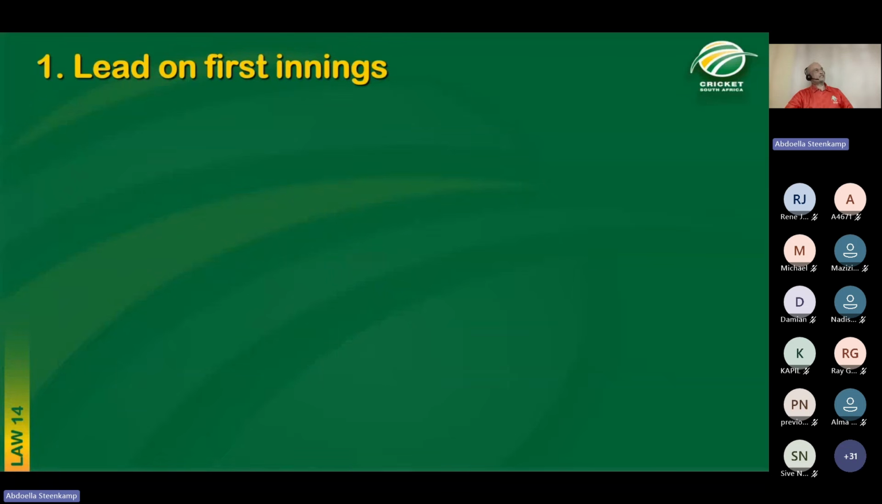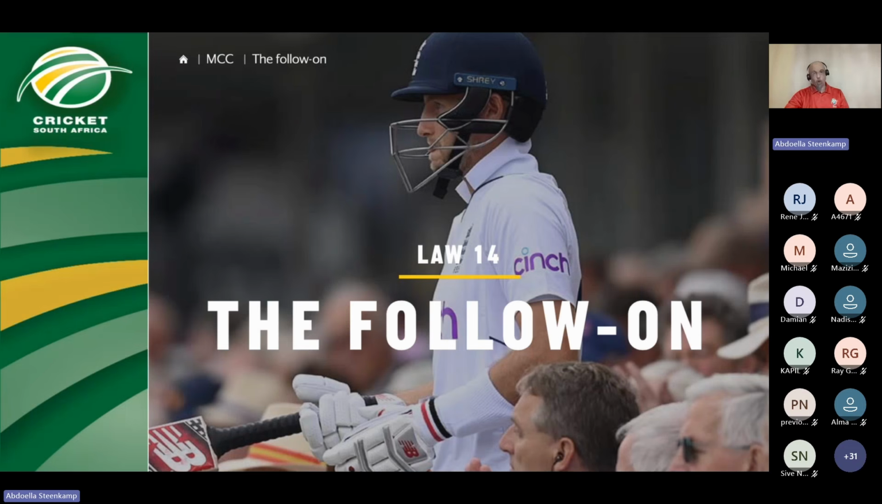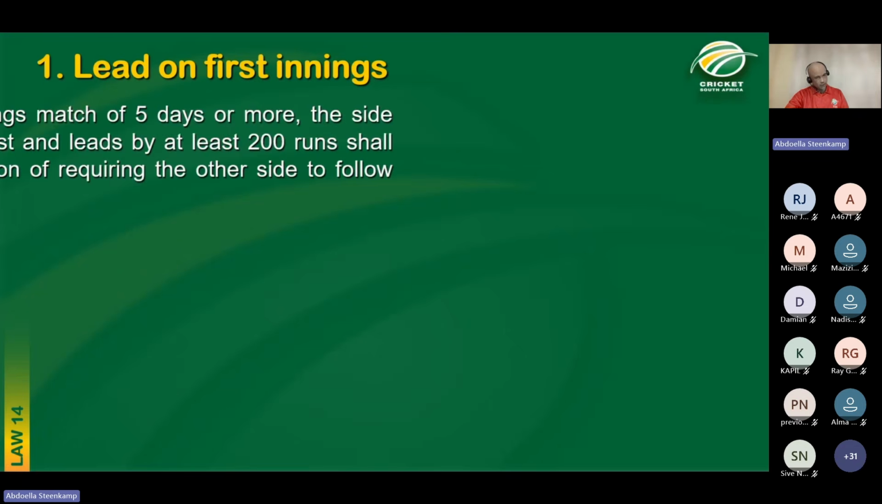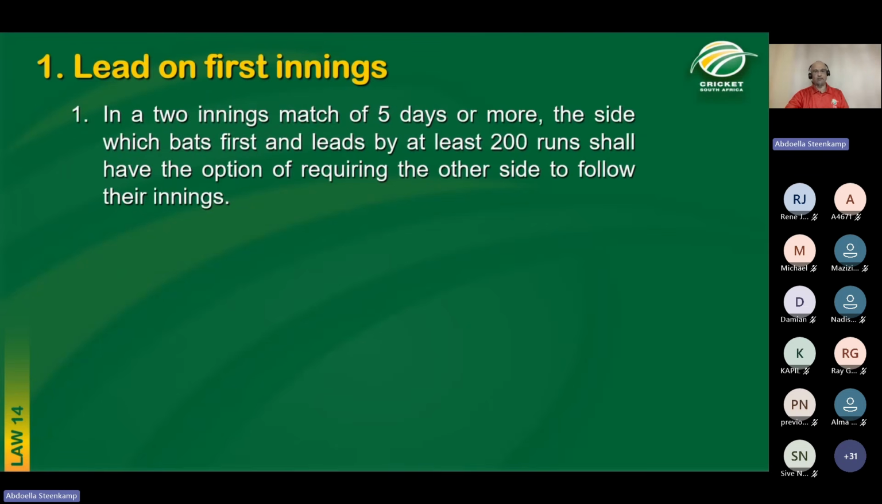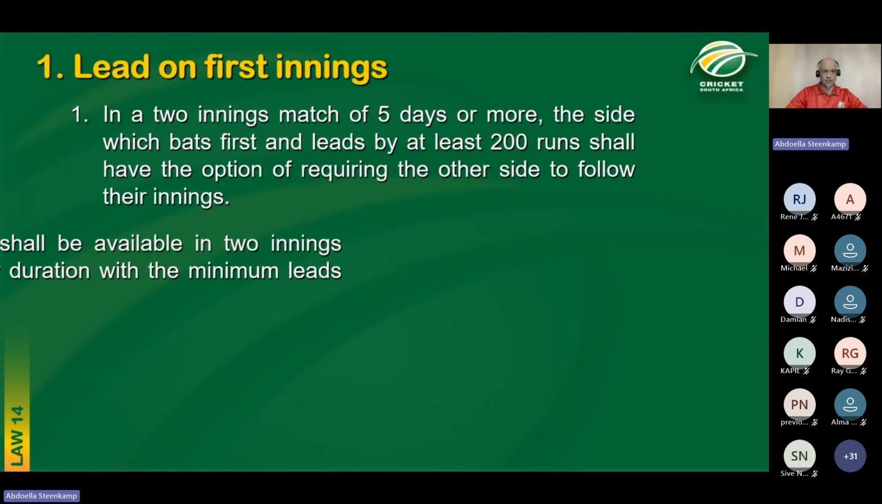In cricket, there is this concept of the follow-on. So what is this concept of follow-on in cricket? In a 2-innings match of 5 days or more, if the side that batted first leads by at least 200 runs, they have the option of asking the other side to bat again. The option is on the table. They don't have to exercise that option, but that captain does have the option of saying, yes, umpires, I want the other side to bat again, or no, umpires, I want to bat again in my second innings. So, no problem. The captain does have the option.